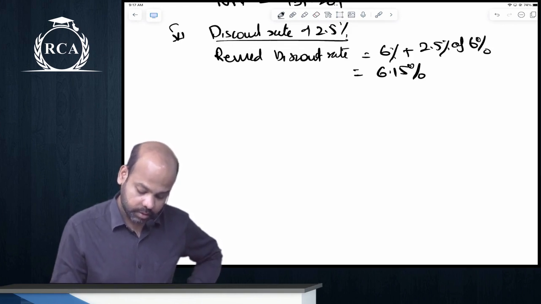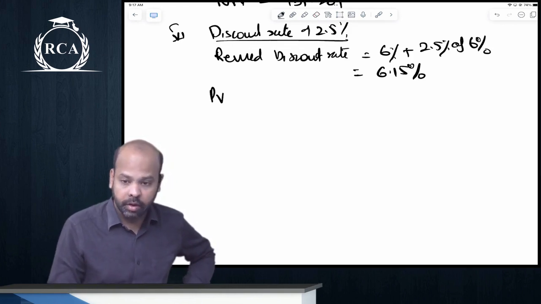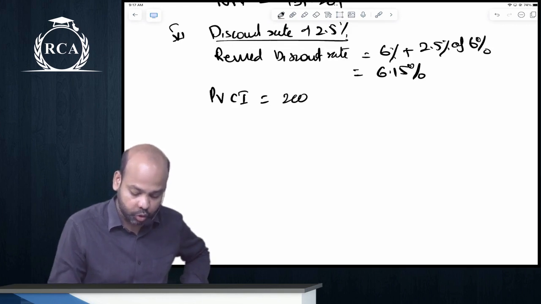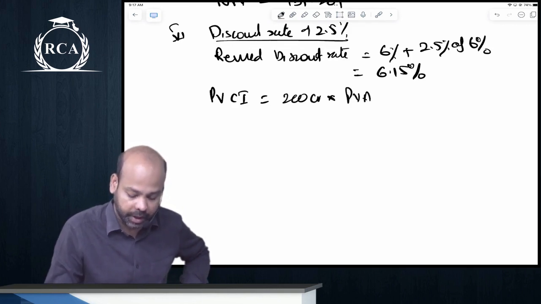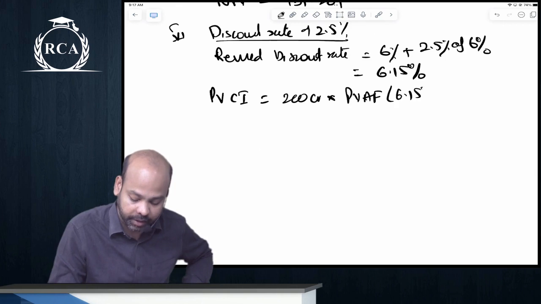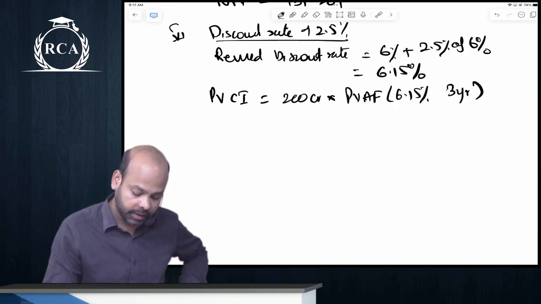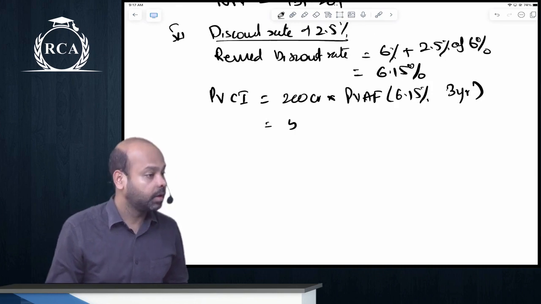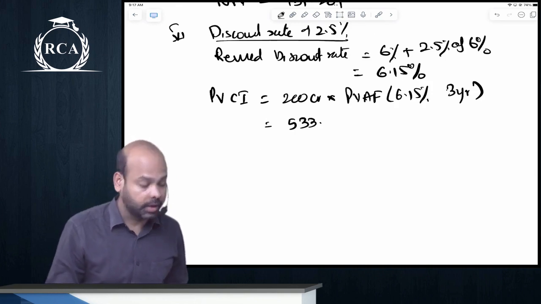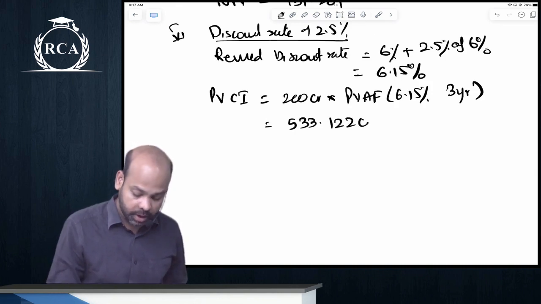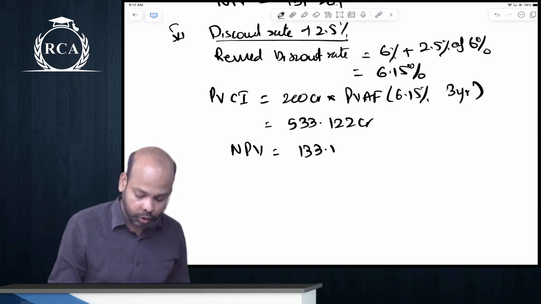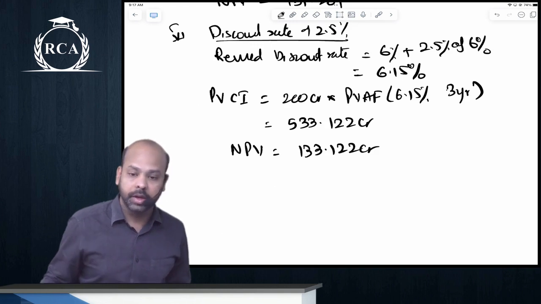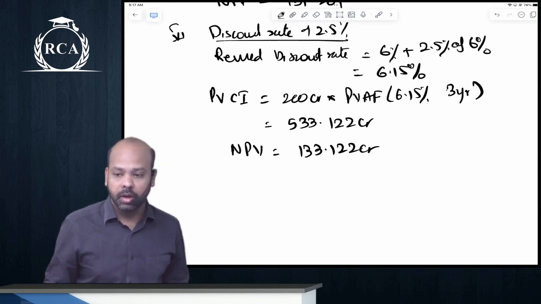नहीं लिख सकते, रिकम्प्यूट करना पड़ता. What is the present value of cash inflows beta? 200 crores multiplied by PVAF at 6.15% beta for how many years? 3 years. कितना है बेटा ये? 533.122 crores beta. Your NPV will be 133.122 crores. Yes or no guys? हो गया बेटा.